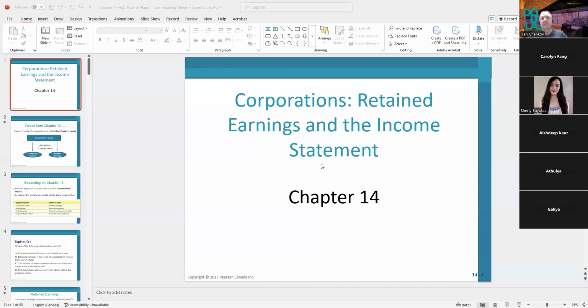Okay, chapter 14. Chapter 14, we're still going to deal with the corporations and retained earnings for the corporation and income statement. Just briefly to go back and say, corporations, what kind of corporations we have? The two types of corporations were public and private, correct?